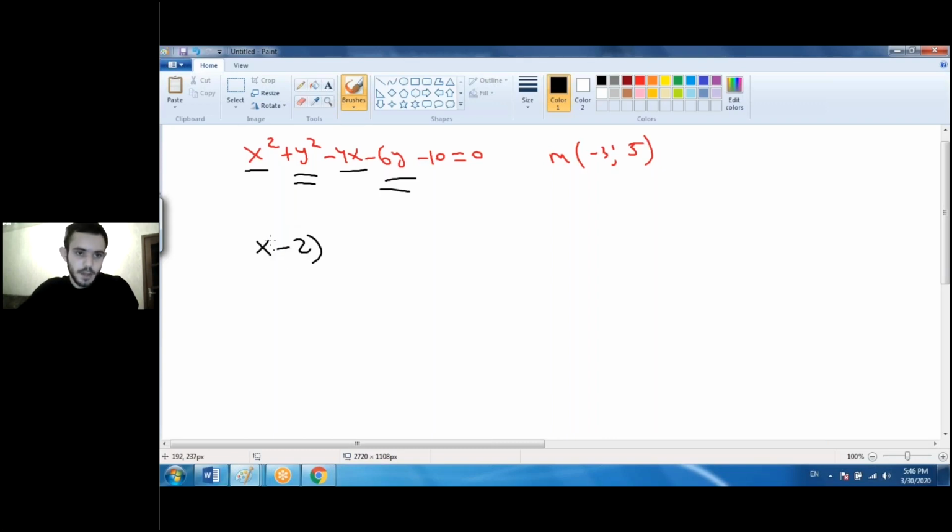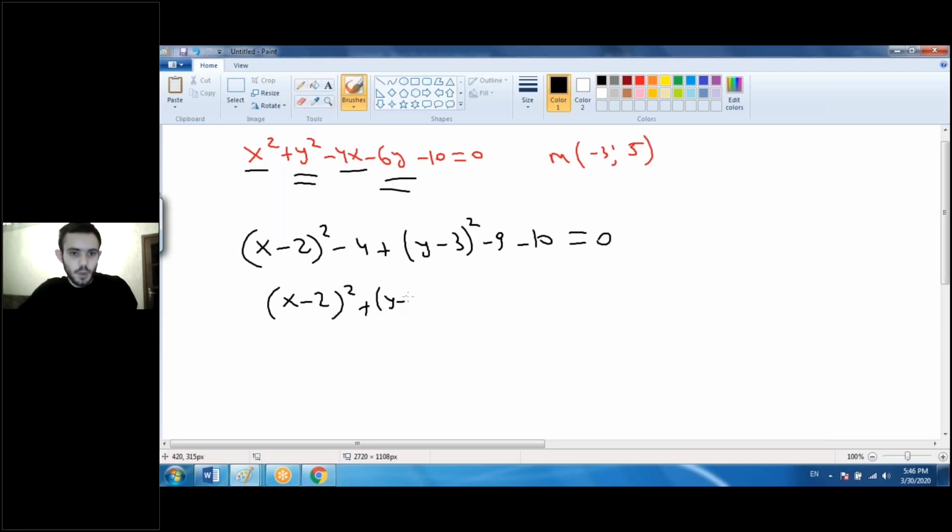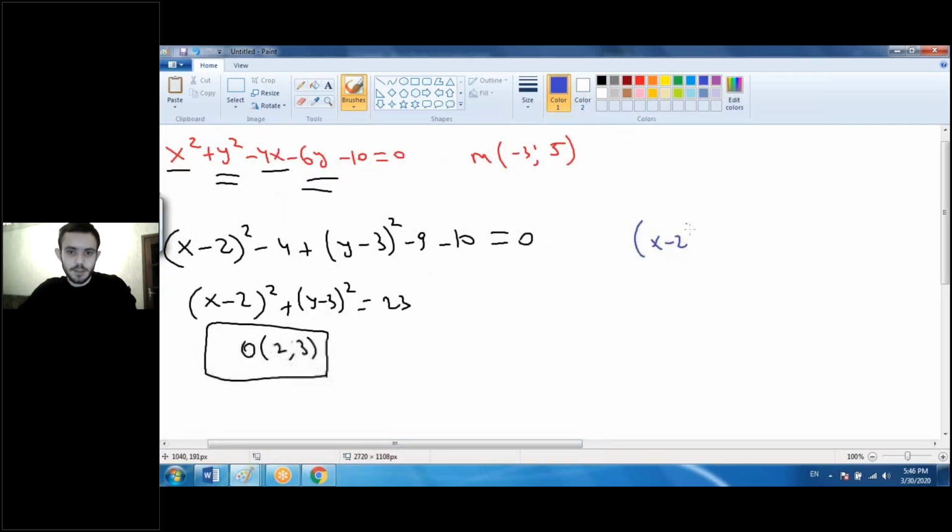So we will have (x minus 2) squared minus 4 plus (y minus 3) squared minus 9 minus 10, which we initially had, equals 0. So (x minus 2) squared plus (y minus 3) squared equals 23. Now, the center of this circle is (2, 3). We need to write down another circle equation which has the same center. So we will have (x minus 2) squared plus (y minus 3) squared again, but now it is equal to r squared. So the center is the same, but the radius will be different.